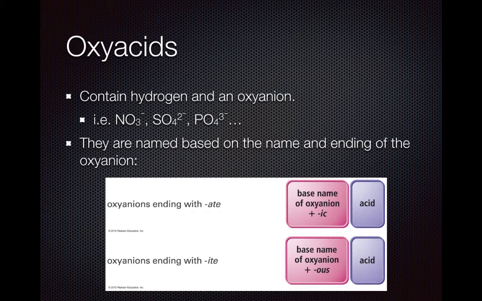If we have something that ends in ite, so something like the NO2 minus ion, that would be nitrite ion. In that case we would say that that is nitrous acid. We take that same base name of the oxyanion, add an OUS, and then use the name acid. So we have nitric acid, nitrous acid. We have sulfuric acid, and we also have sulfurous acid as well.